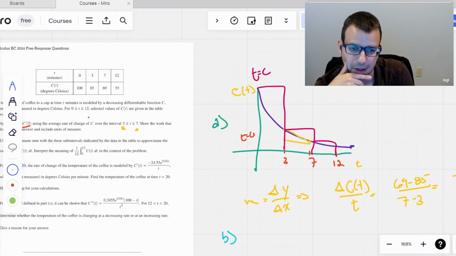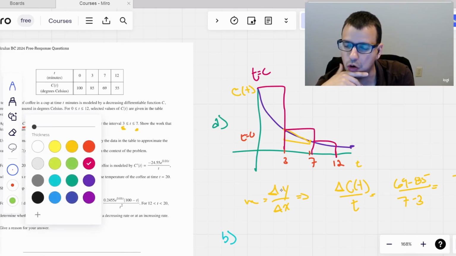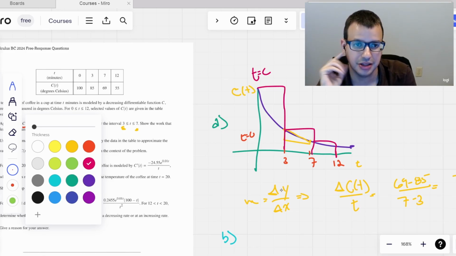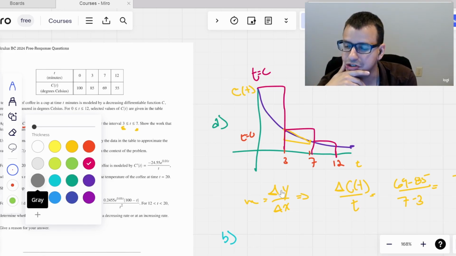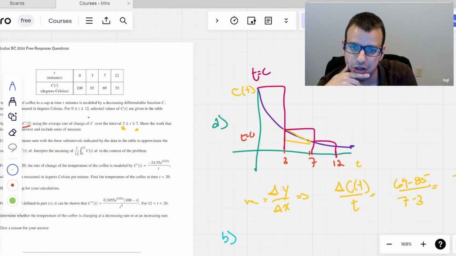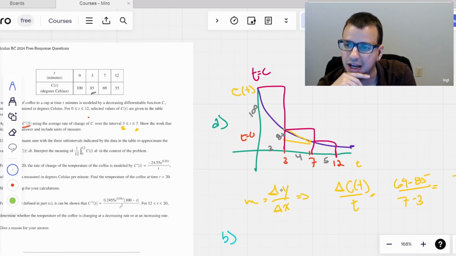This is going to be an overestimation because some of the box is outside the graph, and that's due to it being a decreasing function. This height right here is going to be 100, and this width is going to be 3. This height right here is going to be 85, because we're looking at the left endpoint. This width is going to be 4, which is 7 minus 3. This will be 5, and that height will be 69.